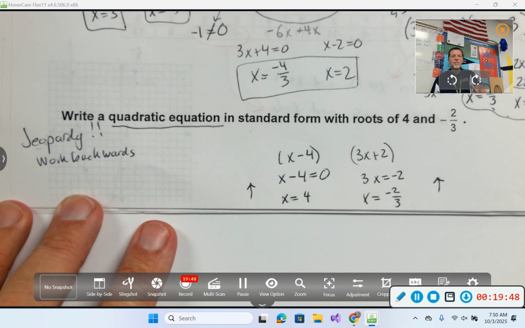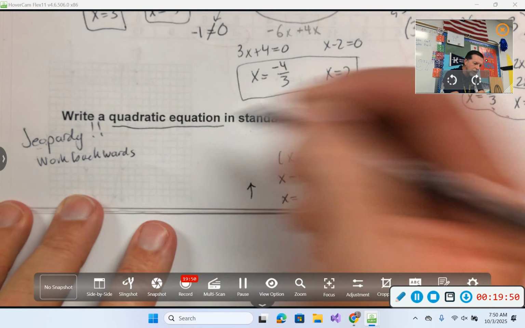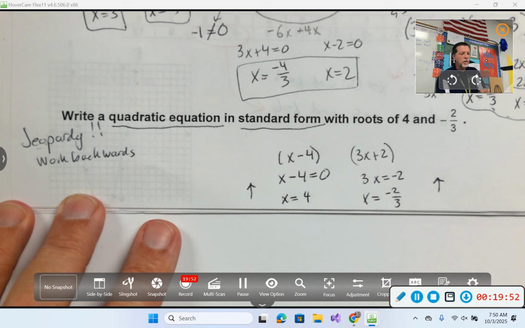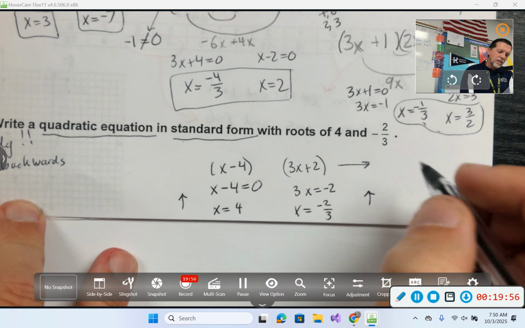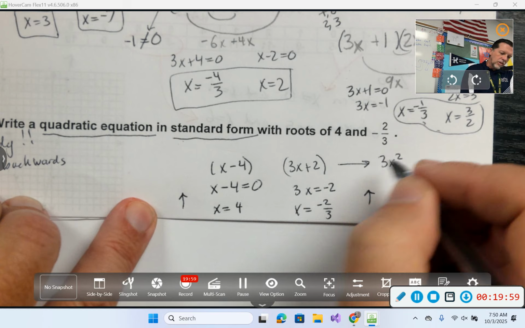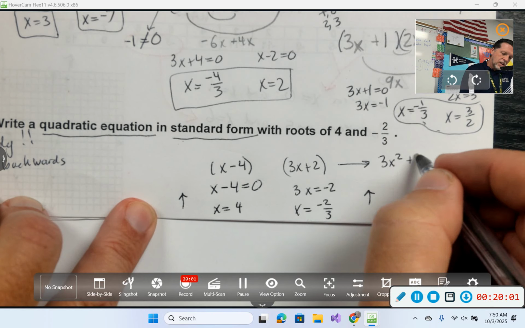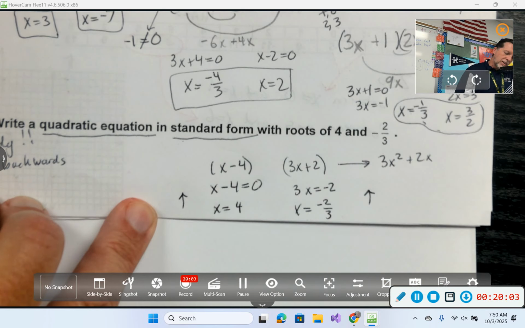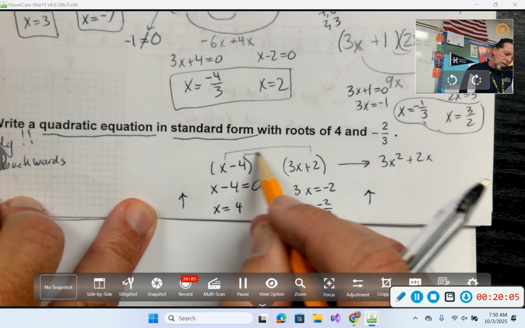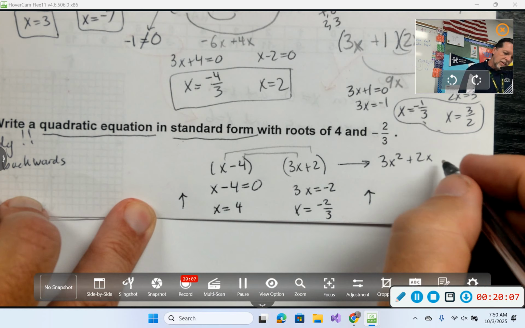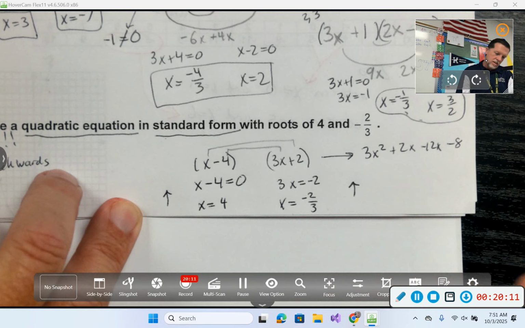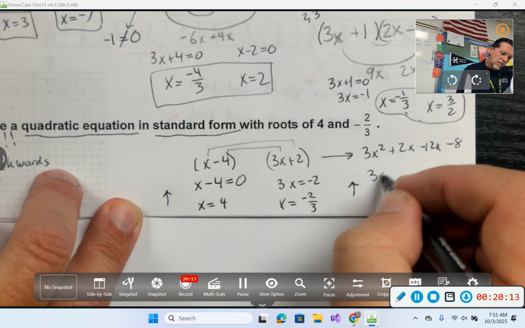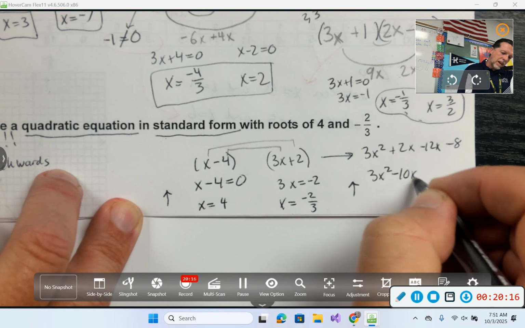Okay, so I've got the factors. I'm still not there yet because I want a quadratic equation in standard form. So what do I need to do with x minus 4 and 3x plus 2? FOIL it. So 3x squared plus 2x minus 12x minus 8. So 3x squared minus 10x minus 8.